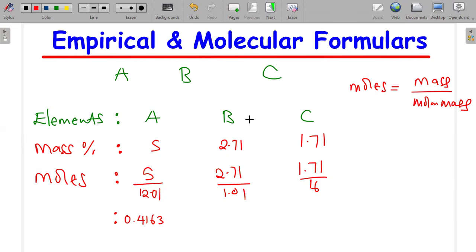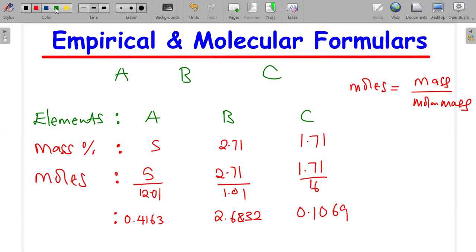Okay, what about this one? So 2.71 divided by 1.01. That one gives me 2.6832. And then what about the last one? That's 1.71 divided by 16. That one gives me 0.1069. Okay, so be confirming these numbers on your own calculator as well.